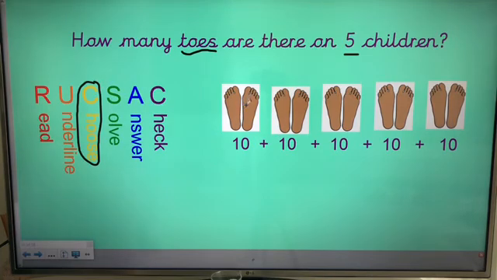We've got 5. 1, 2, 3, 4, 5. Lots of 10 toes. 10, add 10, add 10, add 10, add 10. So when we add all of those up, you should have got 50. Good job if you got that one right. But we've answered it. Now we need to check.